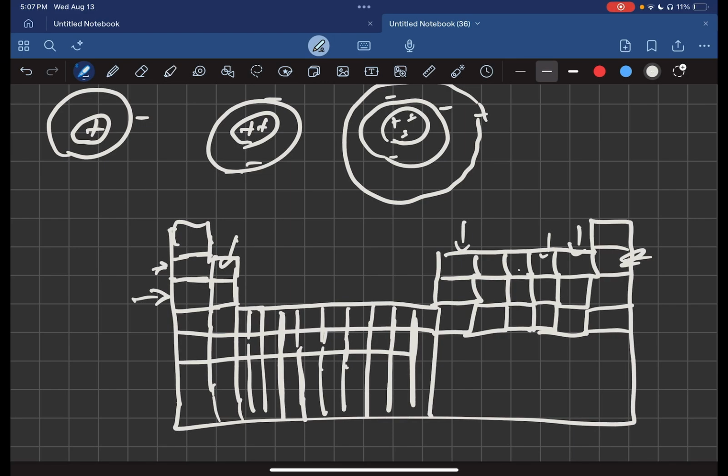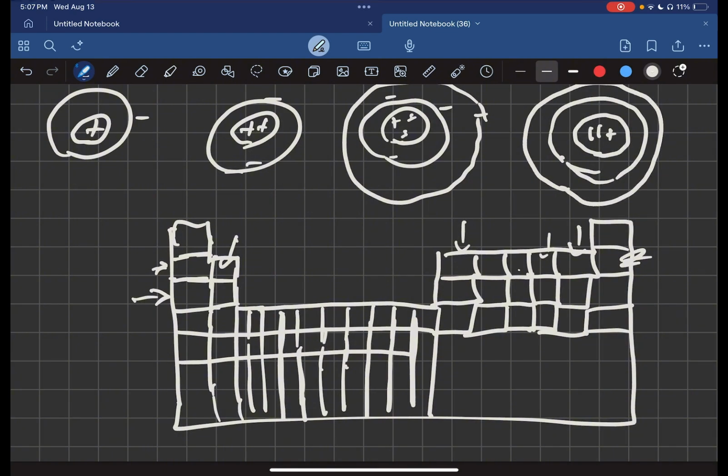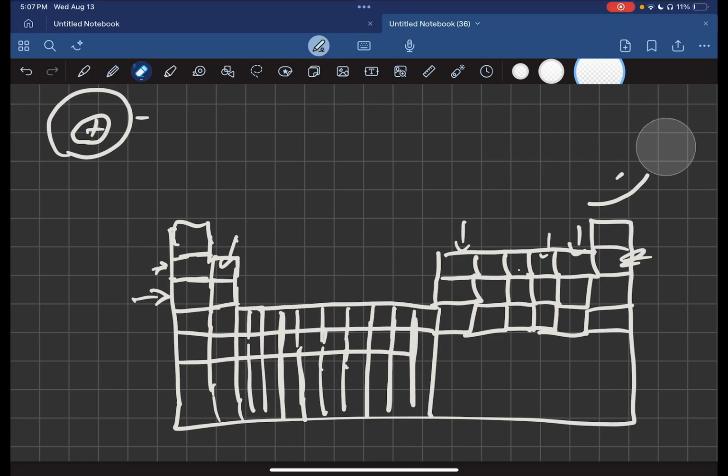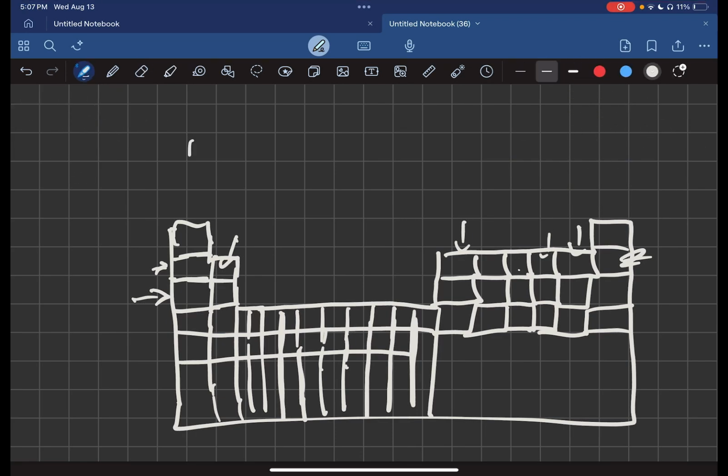Now, let's think about what it would look like if it had 11. You'd have 11 protons in the middle, and then its first shell would have two, and that'll be full. And then its second shell will have eight, which will also be full. That's up to 10. And now its third shell is going to have one electron in it. So now we have what the first three in this column here look like.